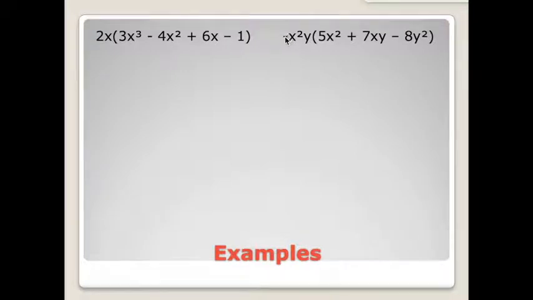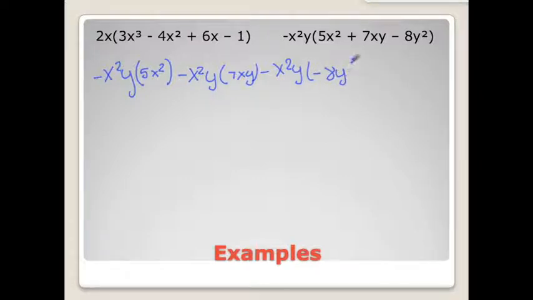So, we are going to distribute our negative x squared y to each term inside the parentheses. So, I'm going to have negative x squared y times 5x to the second, negative x squared y times 7xy, and negative x squared y times negative 8y squared.